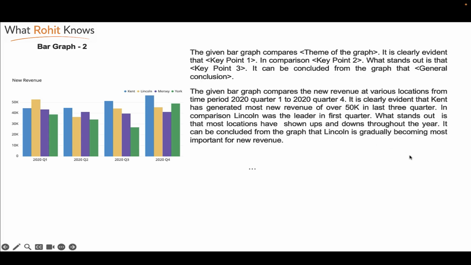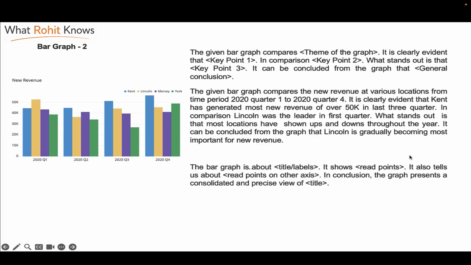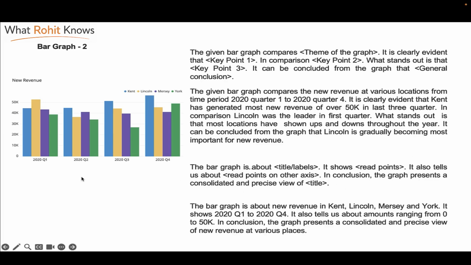Now, like the previous, if this was difficult for you, then here's a simple version in which we will just read what is in front of us. So the bar graph is about the titles and labels, about new revenue in Kent, Lincoln, Mersey, and York. It shows, first you read this as it says here, and it also tells us about, you read points on the other axis, new revenue amounts ranging from 0 to 50K. And then you just make a conclusion.